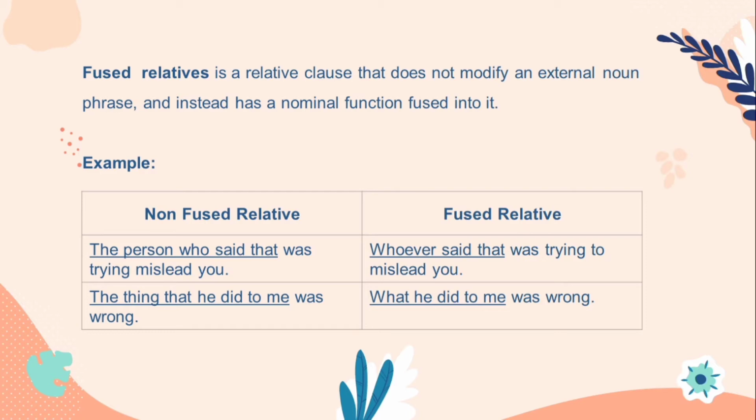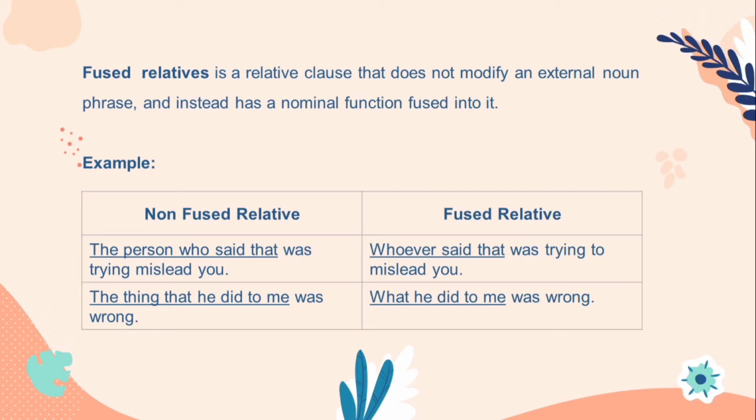This relative clause is also called a nominal relative clause, a free relative clause, an independent relative clause, or in traditional grammar, a noun clause.